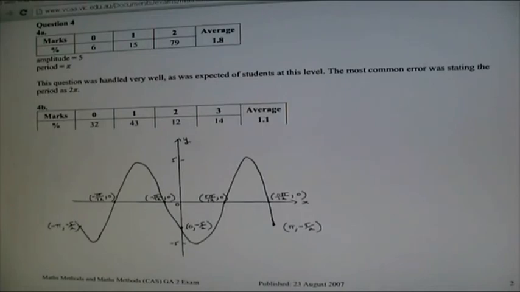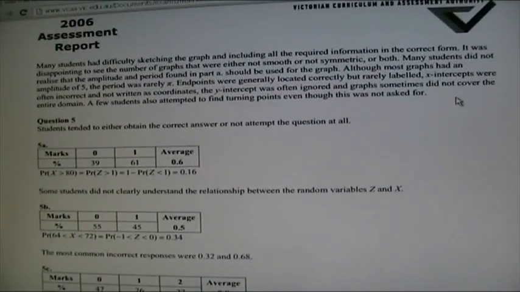Let's just have a look and see what they say. Many students had difficulty sketching the graph and including all the required information in the correct form. It was disappointing to see the number of graphs that were either not smooth or not symmetric, or both. So try and make them smooth. Many students did not realise that the amplitude and period found in part A should be used for the graph, which was what we did. Although most graphs had an amplitude of 5, the period was rarely pi. Endpoints were generally located correctly but rarely labelled.